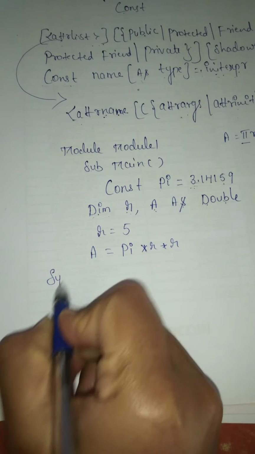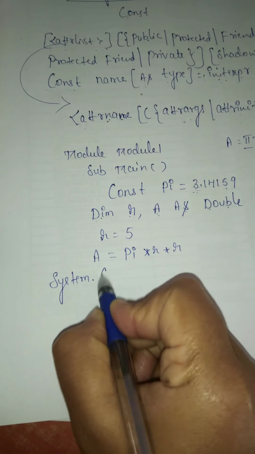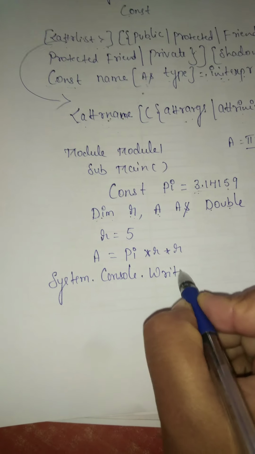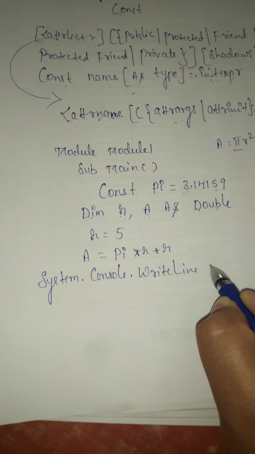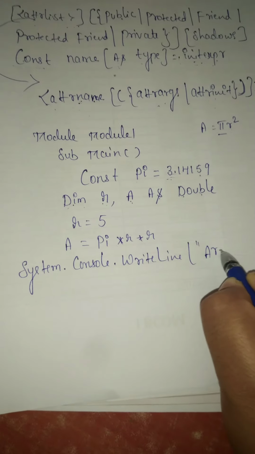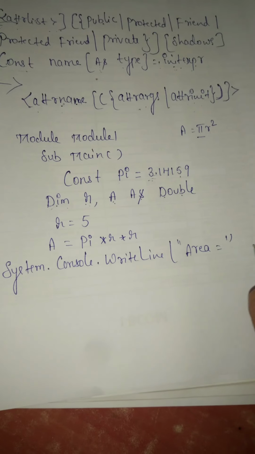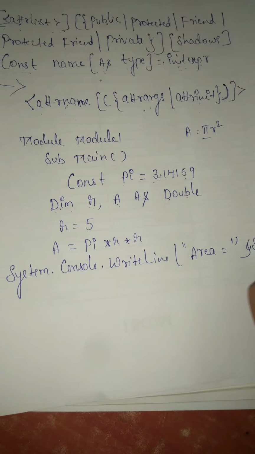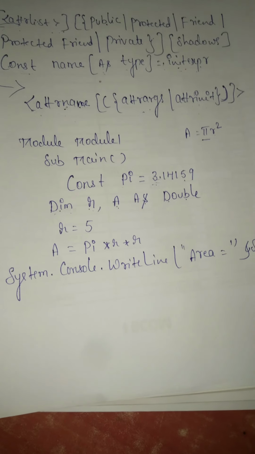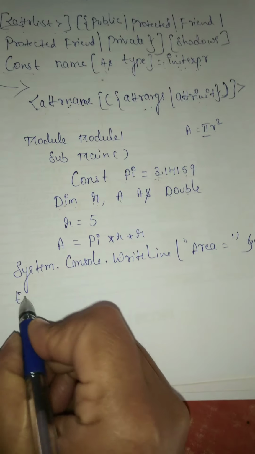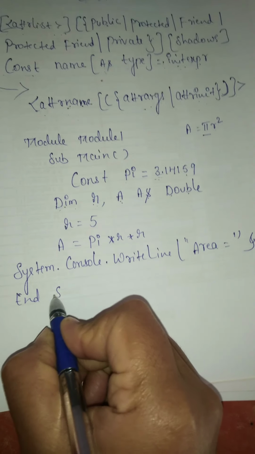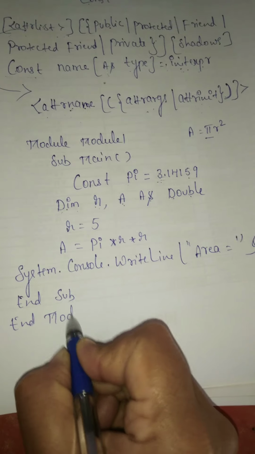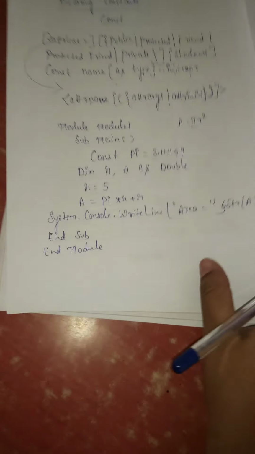How do you write it? System.Console.WriteLine, area is equal to, you have to convert this area to string because here the data type is Double, Str of a. Then End Sub, then End Module.